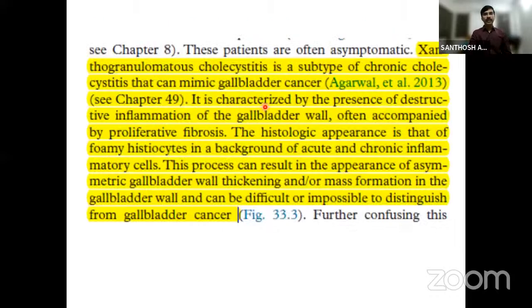Okay. Second one, it is characterized by destructive inflammation of the gallbladder wall, often accompanied by proliferative fibrosis, which means it will destroy the wall, and excessive histiocytes, acute and chronic inflammatory cells will all be seen. So there will be thickening of the gallbladder wall. Sometimes there can be mass formation which can fistulize into the adjacent organs also. Since it is a form of chronic cholecystitis, it can fistulize into adjacent structures like the stomach, colon, and duodenum also.